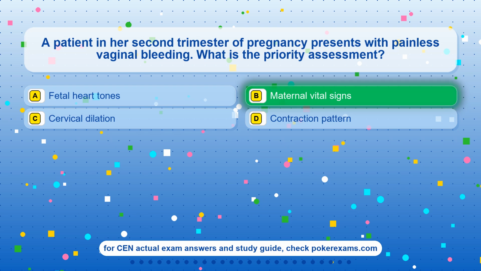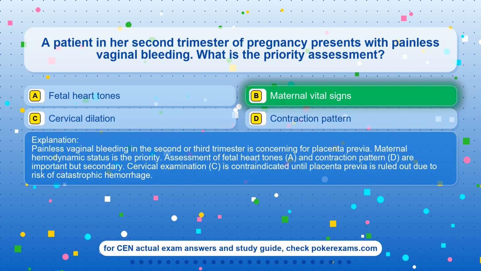The correct answer is option B. Maternal vital signs. Painless vaginal bleeding in the second or third trimester is concerning for placenta previa. Maternal hemodynamic status is the priority. Assessment of fetal heart tones, A, and contraction pattern, D, are important but secondary. Cervical examination, C, is contraindicated until placenta previa is ruled out due to risk of catastrophic hemorrhage.